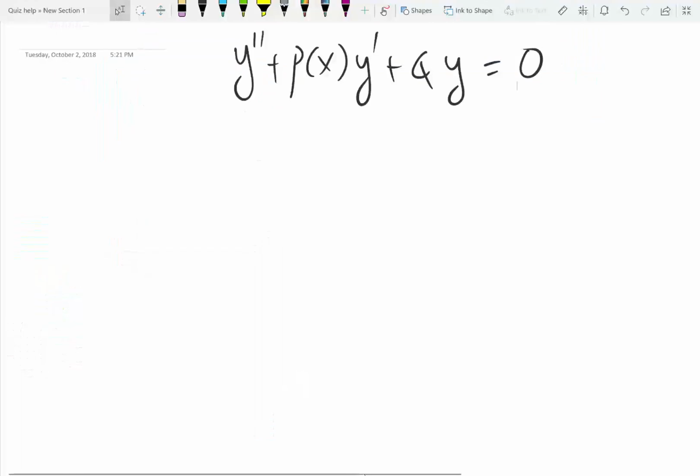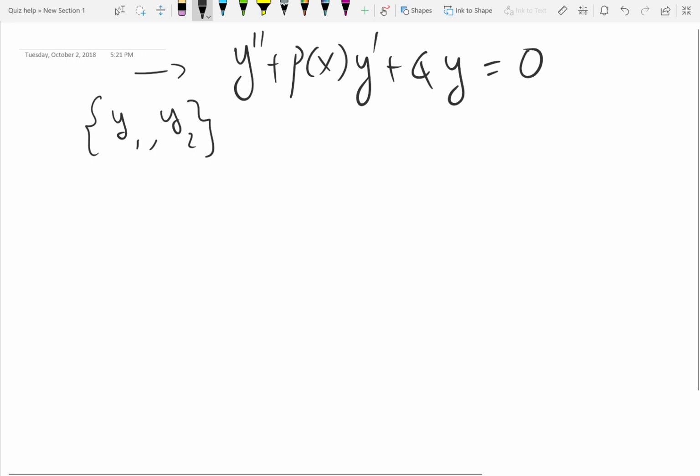Okay. Hello everyone. So let's learn the reduction of order method. In the reduction of order method, we have a second order linear homogeneous differential equation here in the standard form. Now this method is based on the fact that we want to find the fundamental set of solutions, that means y1 and y2, but we already know y1.